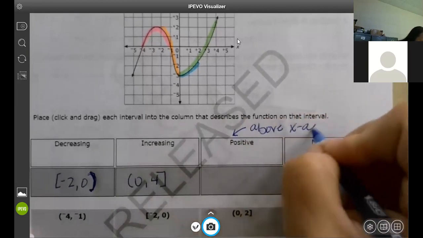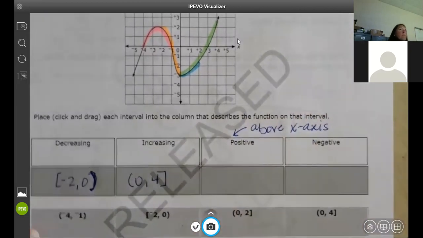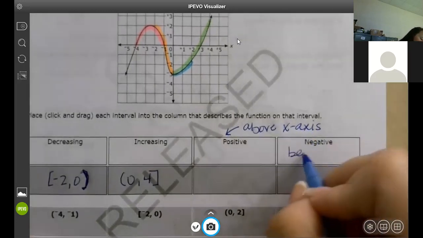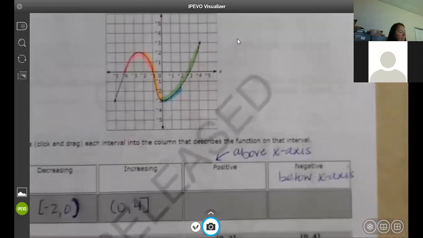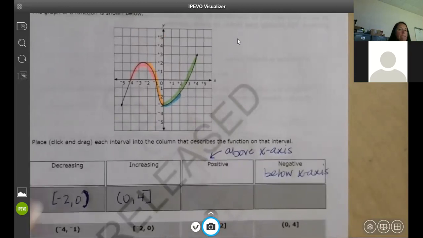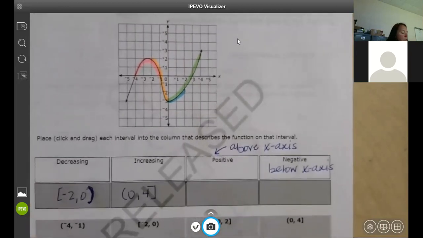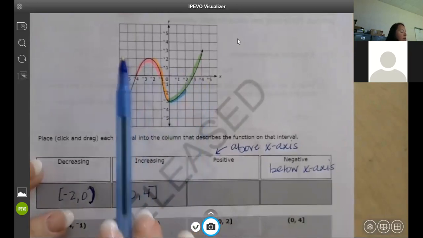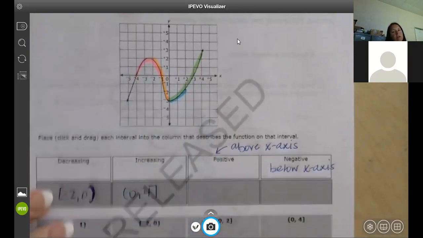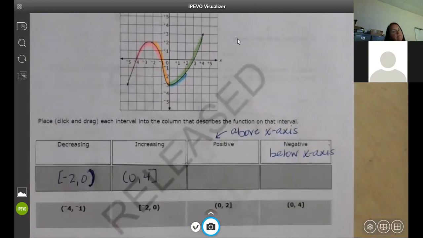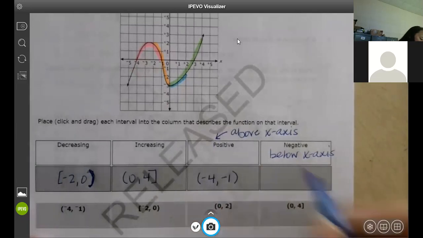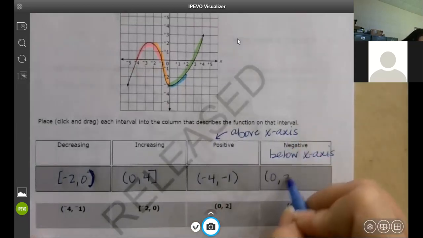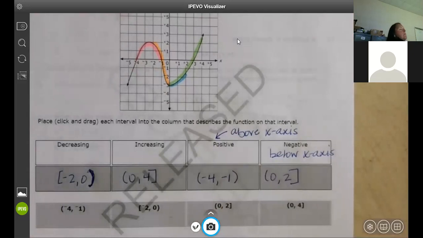All right, positive. Positive, just so you know, would be above the x-axis. And negative would be below the x-axis. Okay. So we've already ruled out the orange and the green. We're only looking at the pink and the blue. So which one is above the x-axis? The pink, the -4 to -1, which makes the blue 0 to 2 below the x-axis.